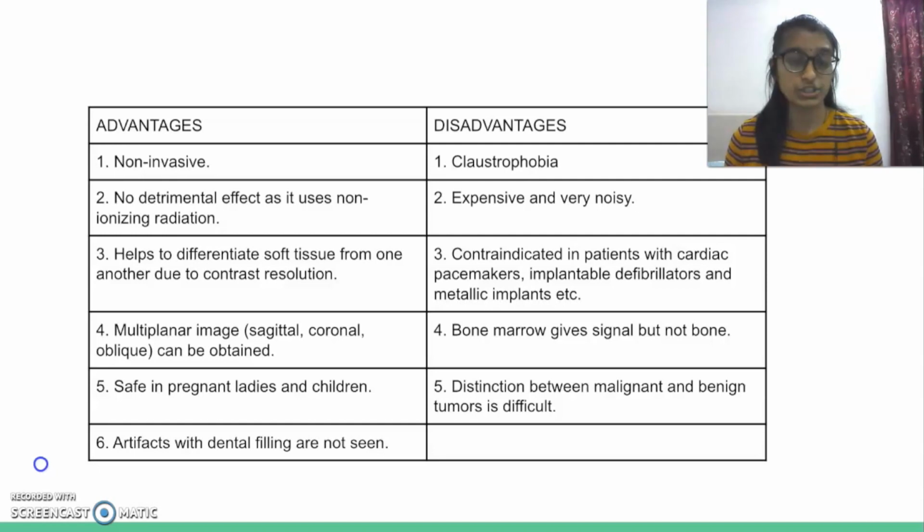Moving to the disadvantages, claustrophobia. If you are claustrophobic, you can ask for mild sedative from the consultant to make you feel better. And it is expensive and very noisy.